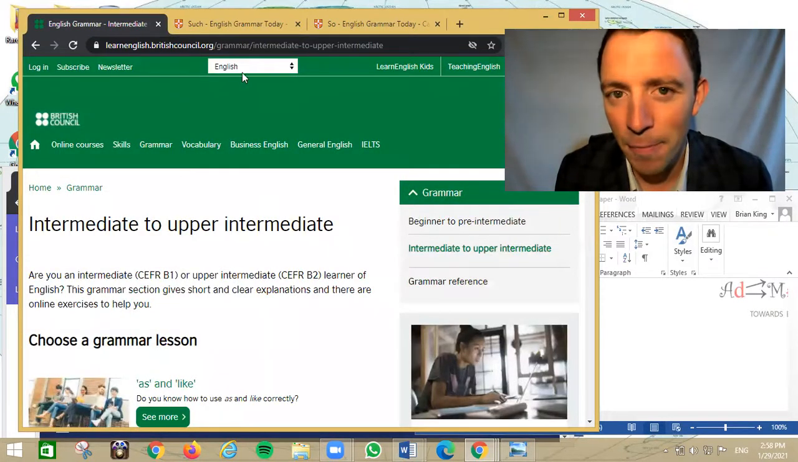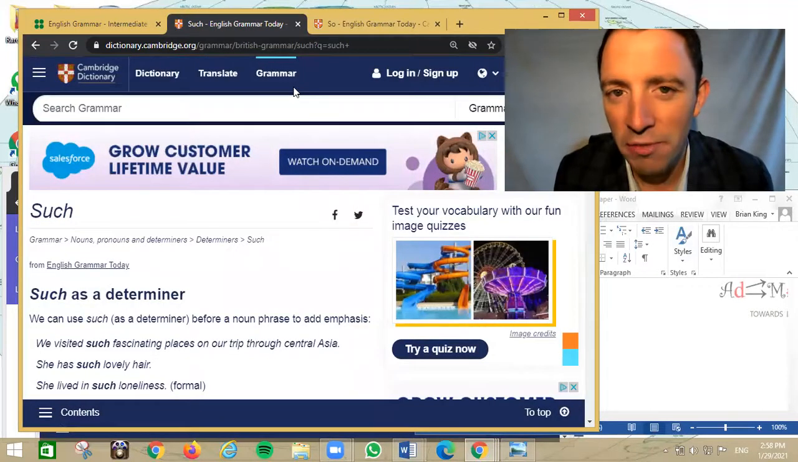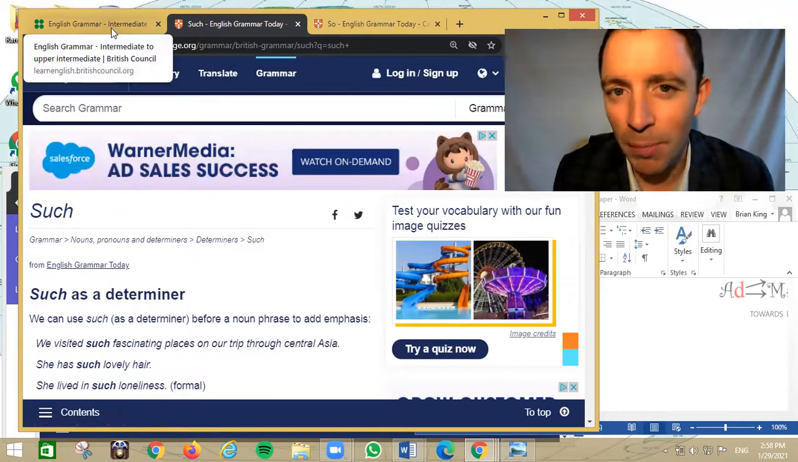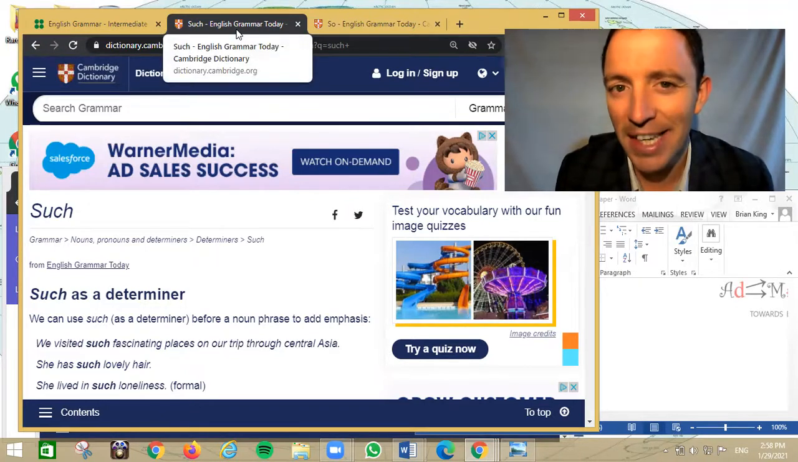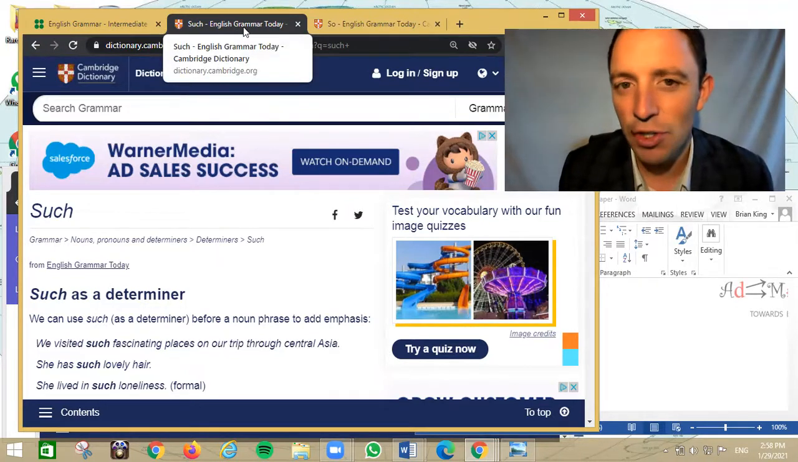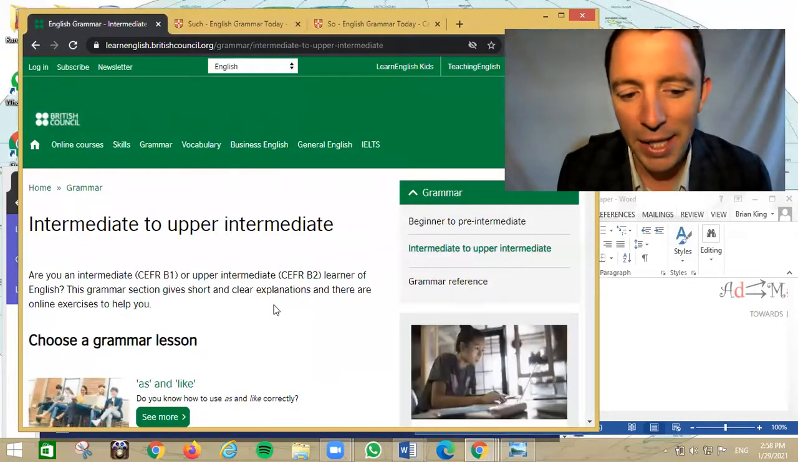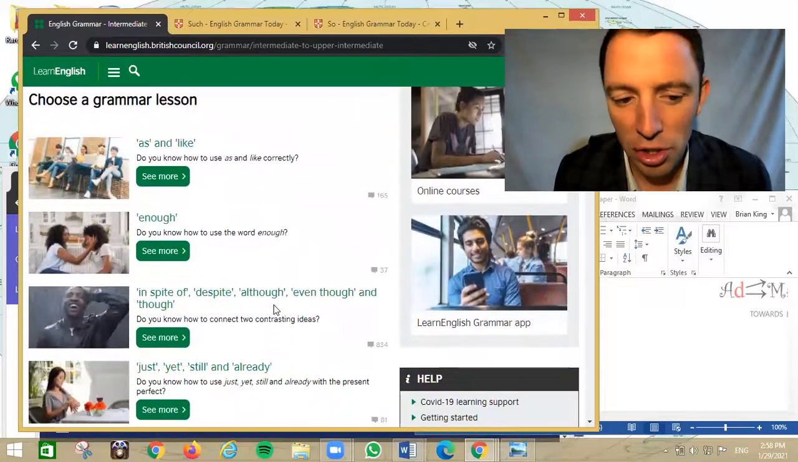Then after, I will move to the Cambridge Grammar website here, which is very, very good as well. To begin, we will start with the British Council explanation of so and such. And then after, we will look at the Cambridge explanation, which is a little more advanced in relation to such and in relation to so. So let's begin with the intermediate level for so and such.